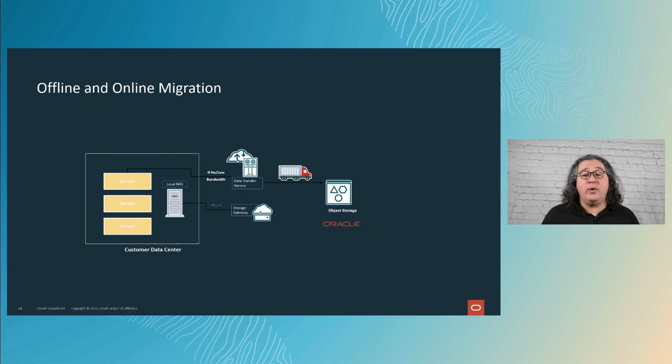For scenarios where bandwidth is not a concern, you can take advantage of the storage gateway. It's a free appliance that handles the transfer of data from your on-premises to OCI, storing it on buckets on object storage.